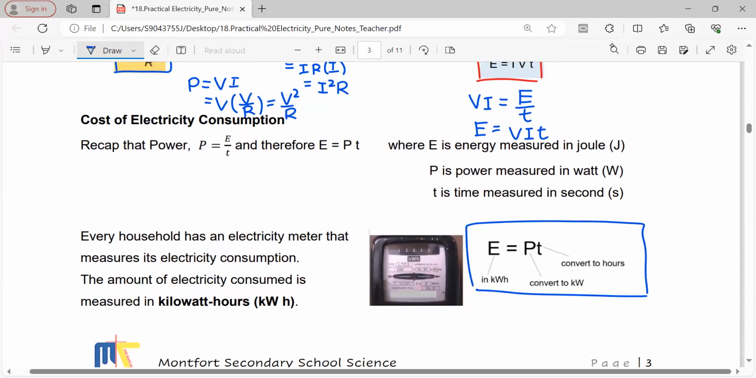Usually for energy consumption, we will have the energy in kilowatt hours. Your P, as you know, has units of watts, and we convert to kilowatts. The time is usually in seconds, and we convert it to hours. Together, the unit for E will be kilowatt hour.